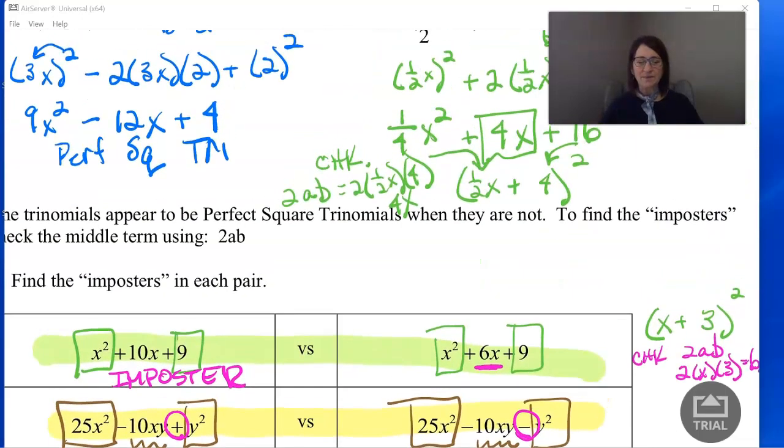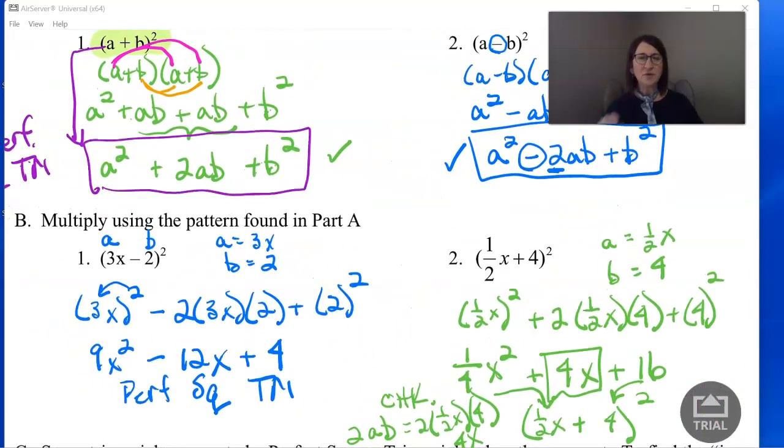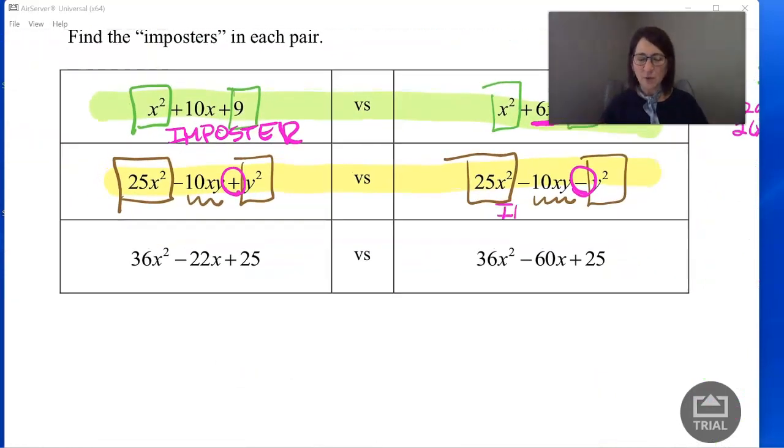Let's go back up. When you are dealing with perfect square trinomials, the sign between the middle and the third term is always an addition sign. It's always a plus. So knowing that, the second one, or the one on the right, is our imposter. That is not a perfect square trinomial. All right, let's try the third one here.